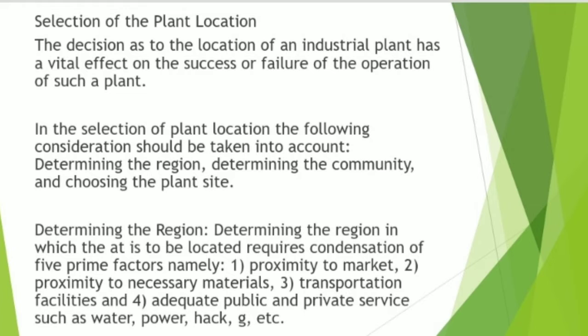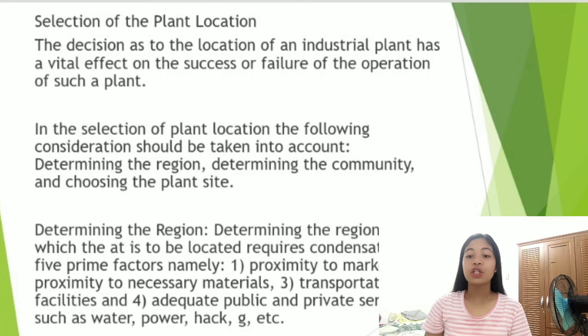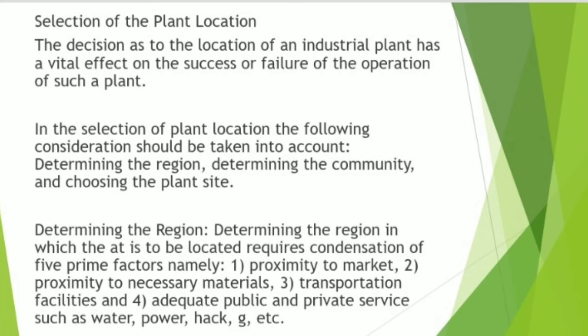Selection of the plant location. The decision as to the location of an industrial plant has a vital effect on the success or failure of the operation of such a plant. Therefore, it should be based upon a careful consideration of all the factors pertinent to the particular enterprise. In the selection of plant location, the following considerations should be taken into account: determining the region, determining the community, and choosing the plant site.